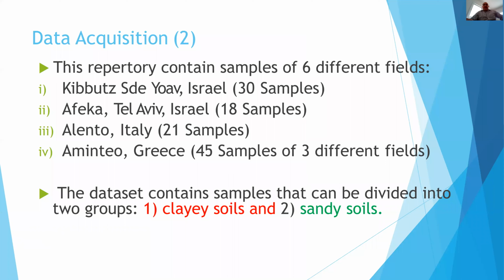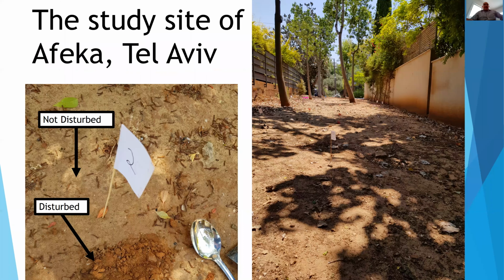So this is the study site in Tel Aviv. On the left-hand side, you see the non-disturbed and disturbed soil. You can see that they are totally different, probably in their attributes on the soil surface, and as a result, the penetration rate of water into the soil will be different.